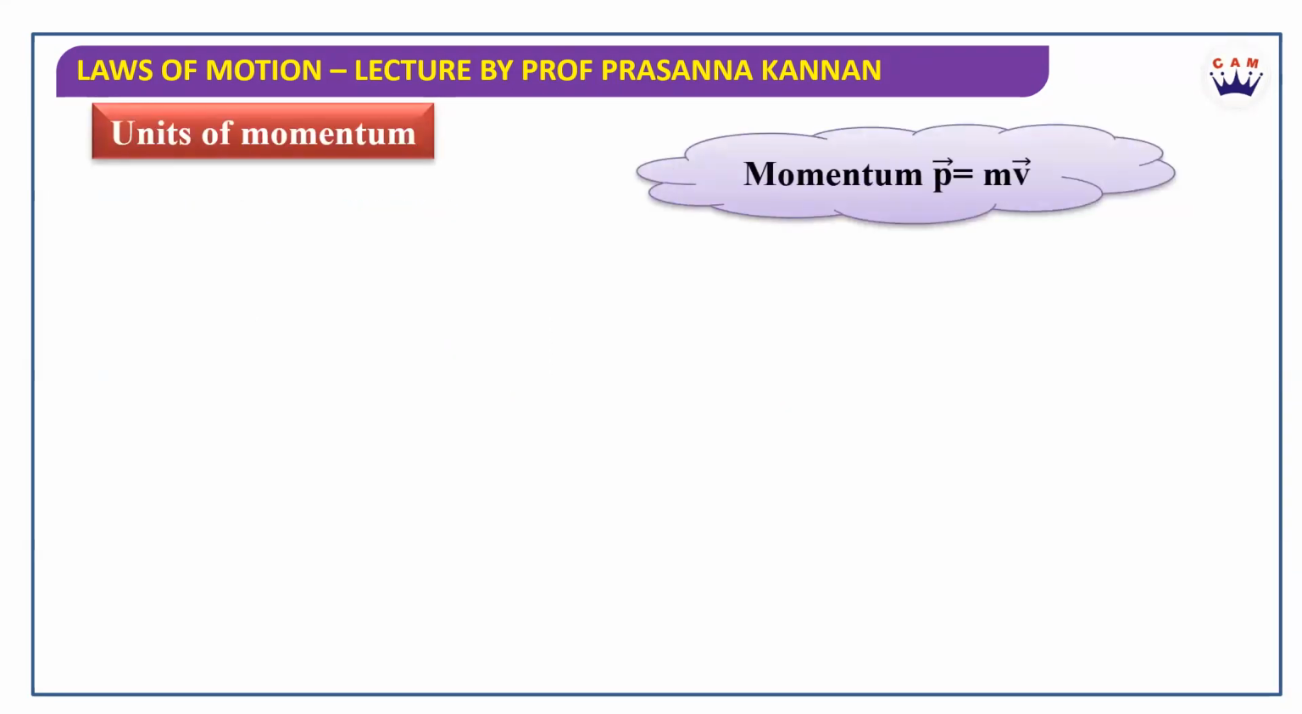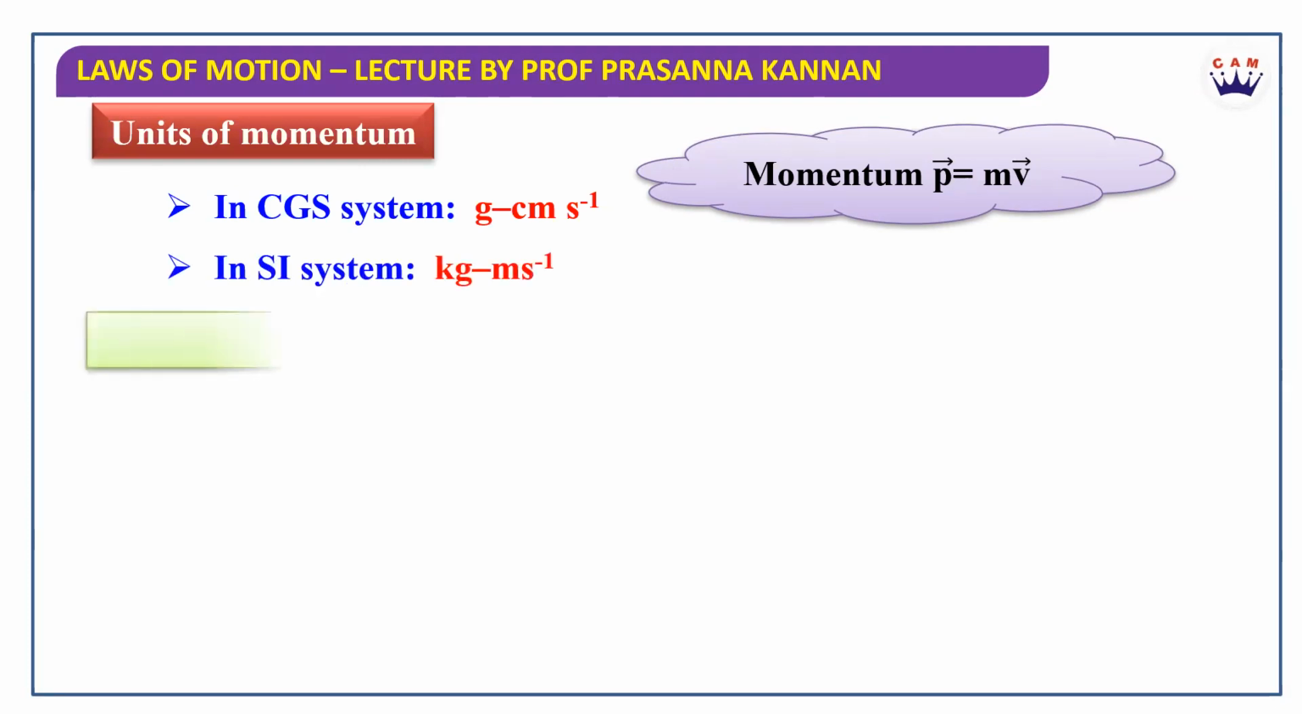Okay, what are the units of momentum? Quickly. So you see that vector notation, because momentum is a vector, velocity is a vector, mass is a scalar. What is the unit? Gram centimeter per second in CGS system. In SI system of units, kg meter per second.